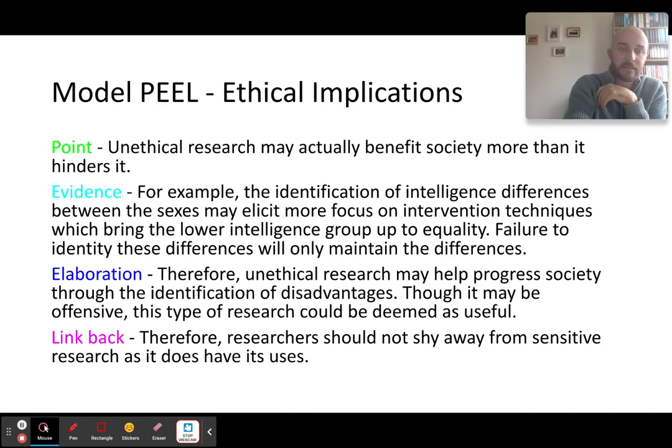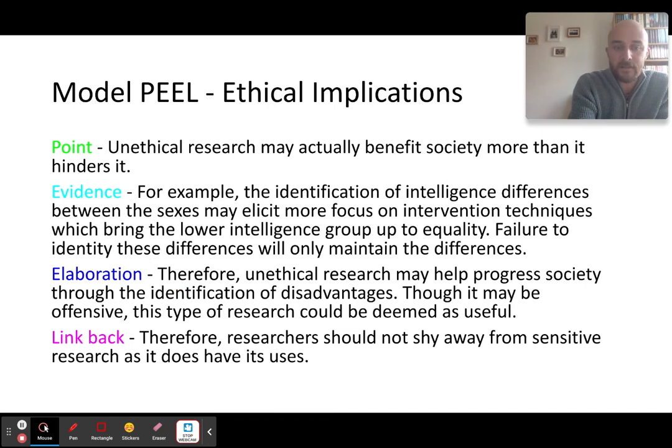Boom. Now I need to give a piece of evidence, and I can bring that in from anywhere, remember. For example, the identification of intelligence differences between the sexes may elicit more focus on intervention techniques, which will bring the lower intelligence group up to equality. Failure to identify these differences will only maintain the differences. So, for example, if you don't research whether men and women are different, then you're not going to be able to help one of those sexes.